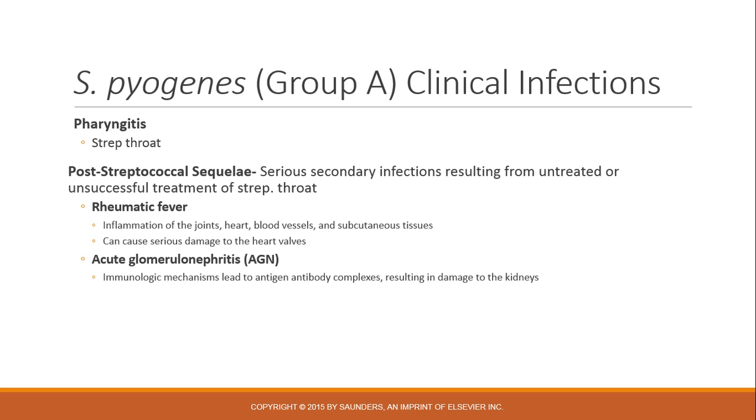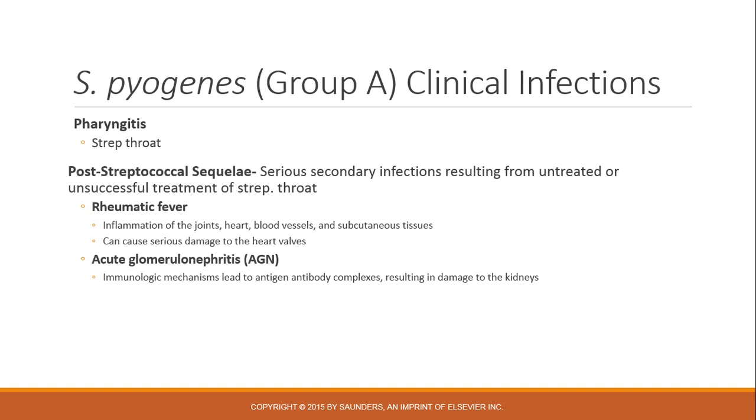Now, if strep throat goes untreated or if it's not cured, then post-streptococcal sequelae can develop. And they're like secondary infections caused by this organism. And they're very serious infections. So rheumatic fever is one, and it's where inflammation happens in the joints and in the heart and the blood vessels and subcutaneous tissues, and it can cause some very serious damage to heart valves. And that doesn't go away. Once they cure the infection and cure the rheumatic fever, the damaged heart valves don't go away. They're a health condition for the rest of their life.